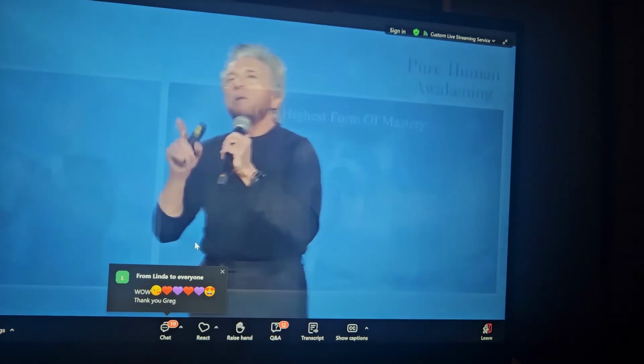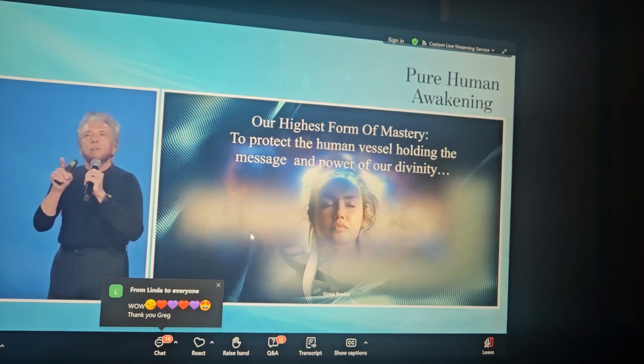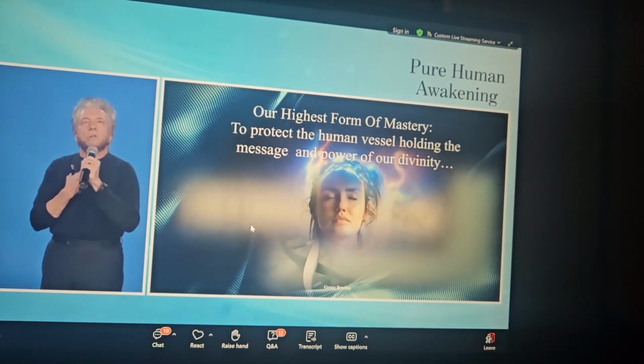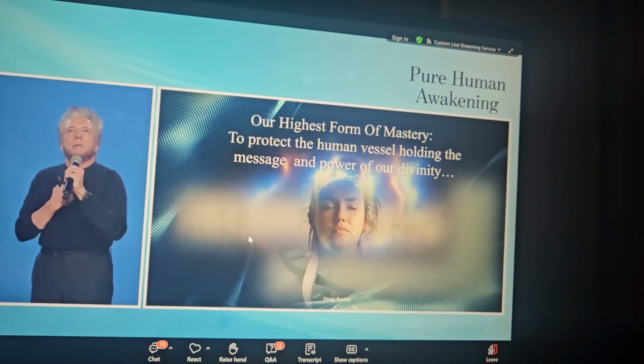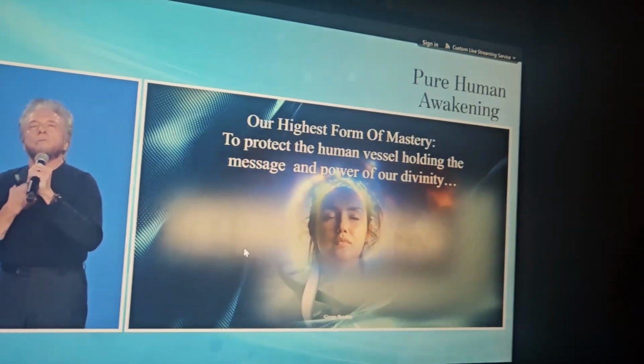I think probably our highest form of mastery is to protect the vessel that holds the message, God eternal within the body. Our highest mastery, to preserve and protect this vessel.